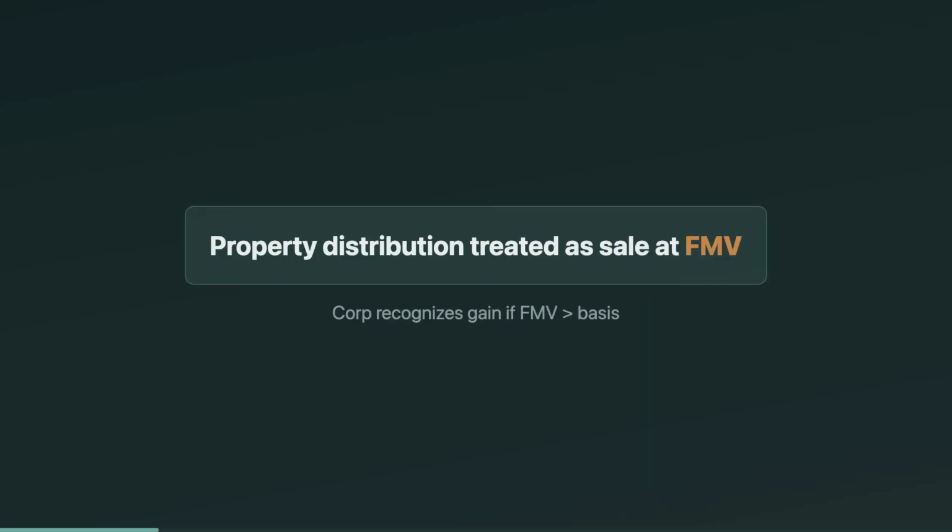For corporate distributions of property, the corporation acts like it sold the property to the shareholder at fair market value. That means if FMV is higher than the corporation's adjusted basis, the corporation recognizes gain. And that gain increases earnings and profits, which can turn into dividend income to shareholders. On the EA exam, they love testing that the corporation uses FMV, not book value.